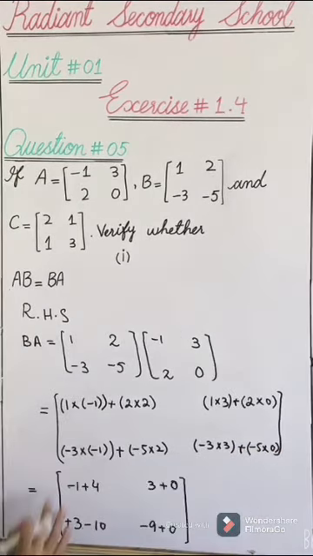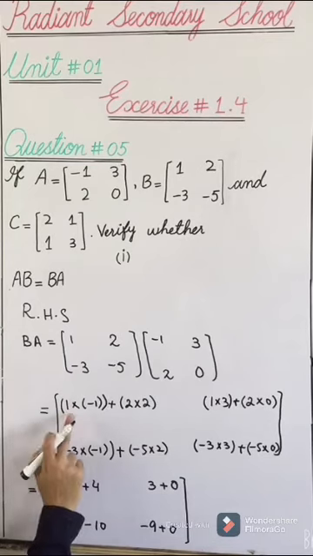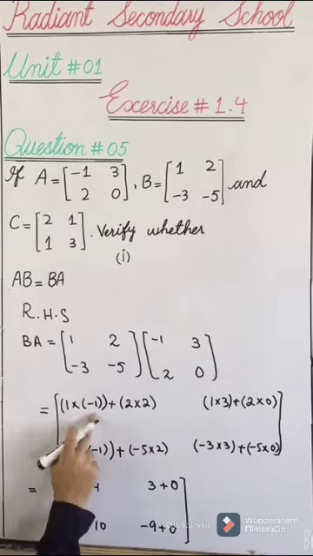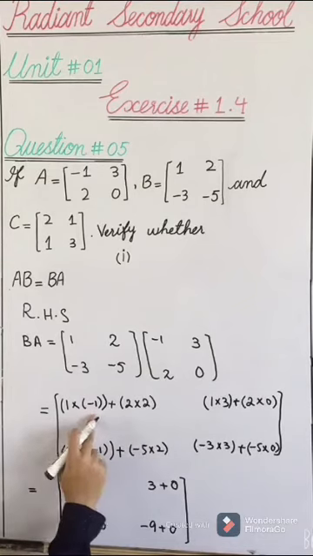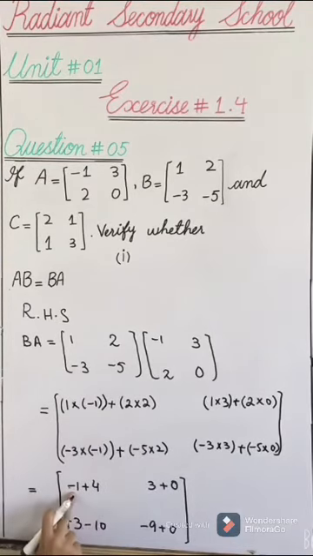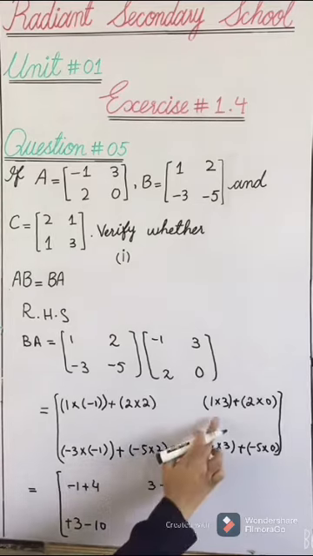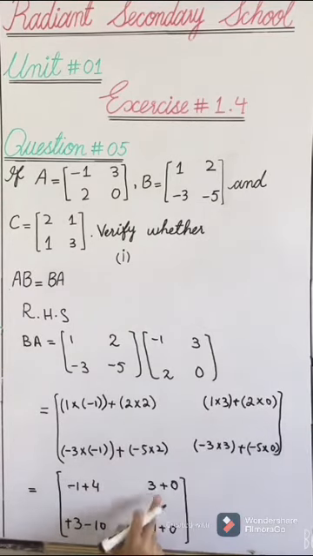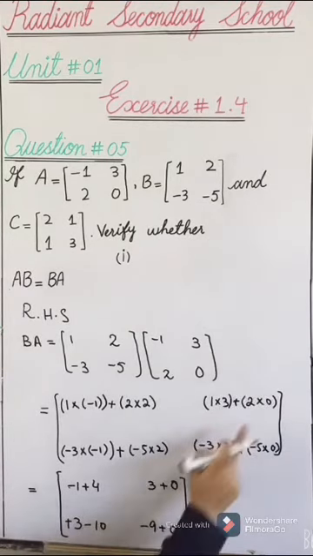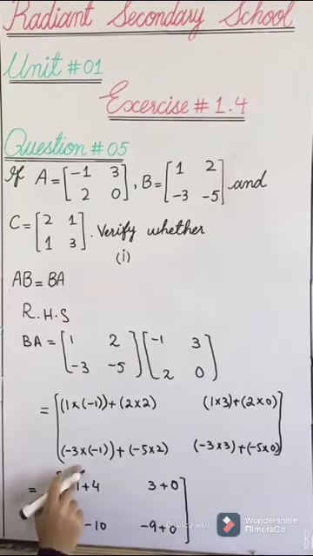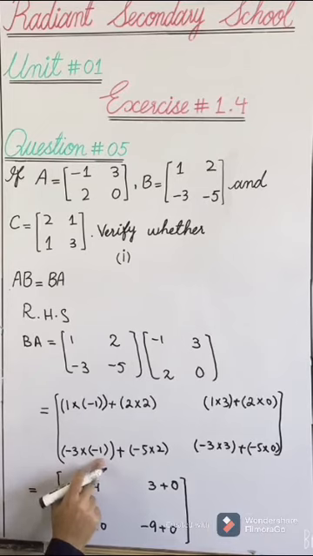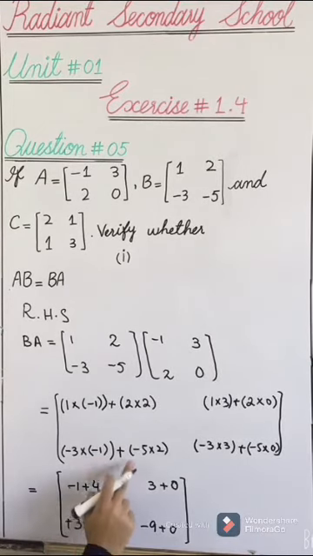After solving all this, we will get 1 multiplied by -1, and -1, we will get -1, and this will be 4. So I have written -1 plus 4. In this entry we have 1 multiplied by 3 is equal to 3, and 2 multiplied by 0 is equal to 0. Now in this entry, -3 multiplied by -1, this minus will be plus, and we will get +3, and this plus and minus will be minus, we will get -10.